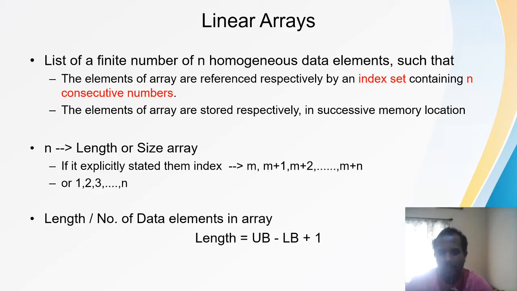Now let me say that my array is of 10 elements and my lower bound, or my index, starts from 0. When I say that my index starts from 0, then my upper bound is n minus 1, that is 9. So 9 minus 0 plus 1 is 10 elements.